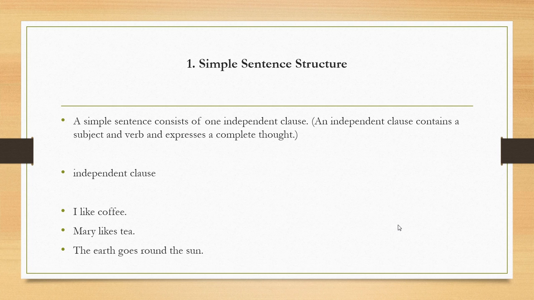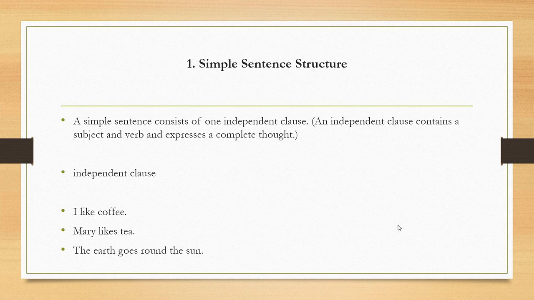The first one is the simple sentence structure. What is the structure of a simple sentence? A simple sentence consists of one independent clause. An independent clause contains a subject, a verb, and expresses a complete thought. So it means that an independent clause is called a simple sentence. A simple sentence contains only a single clause, and that is called an independent clause.